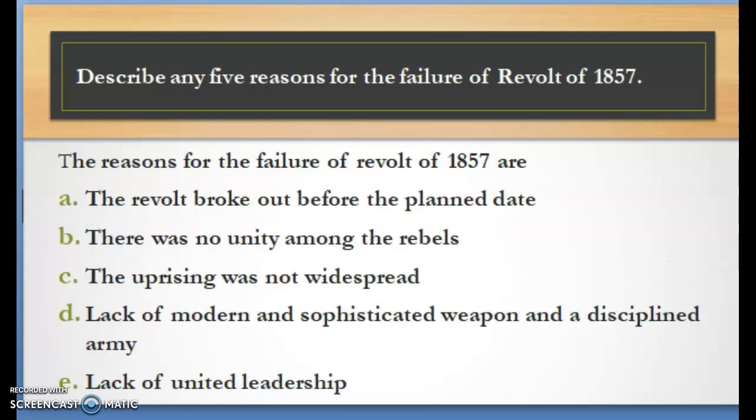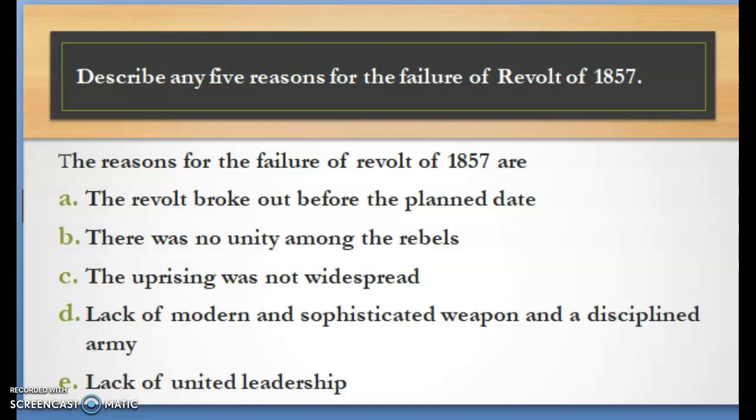Question number 4 is, describe any 5 reasons for the failure of the revolt of 1857. Here we need to discuss the 5 reasons due to which the revolt of 1857, or the first war of independence, failed. The first is that the revolt broke out before the planned date. The people had been planning this revolt for months, but due to an immediate cause it broke out before the planned date, and things did not go the way they were planned. This was a major issue.